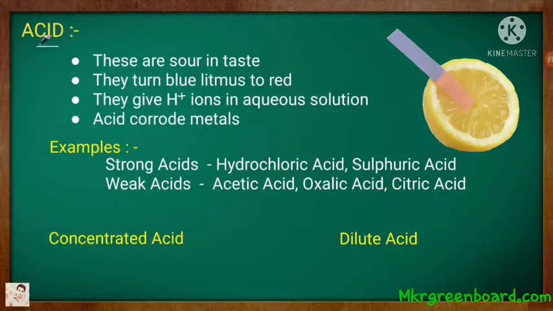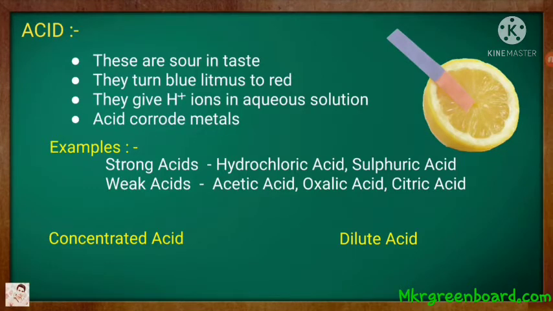First of all, we study the acidic properties. They are sour in taste. They turn blue litmus to red. They give H plus ions in aqueous solution. And acid corrodes or damages metals. These are the physical properties of acid.